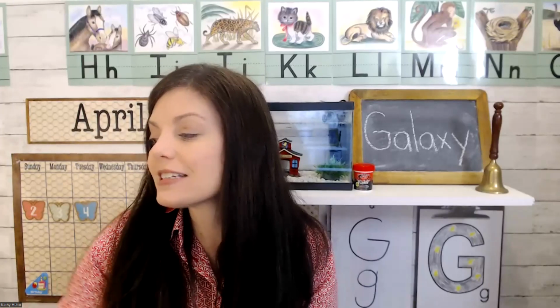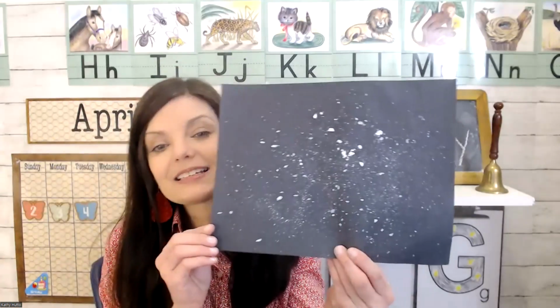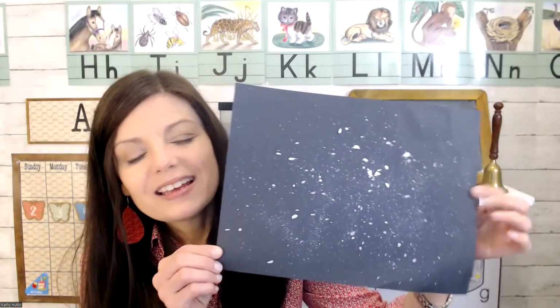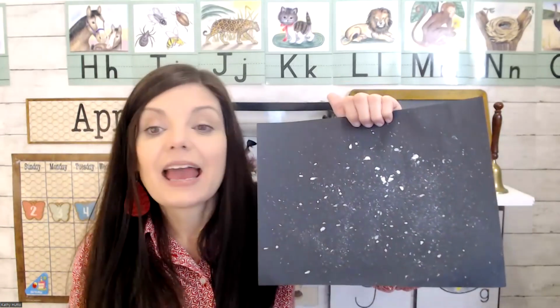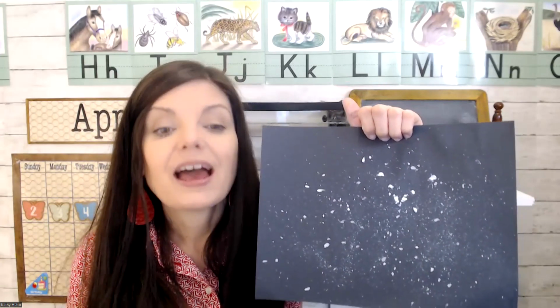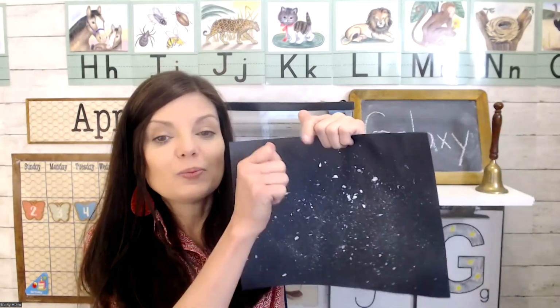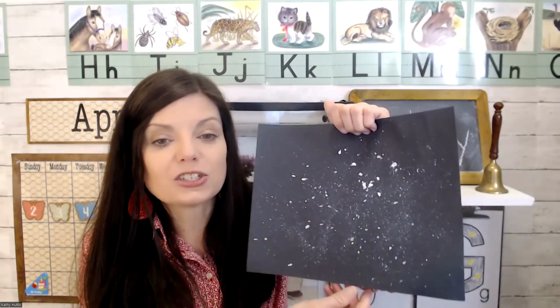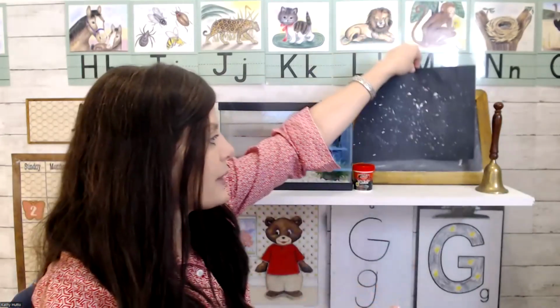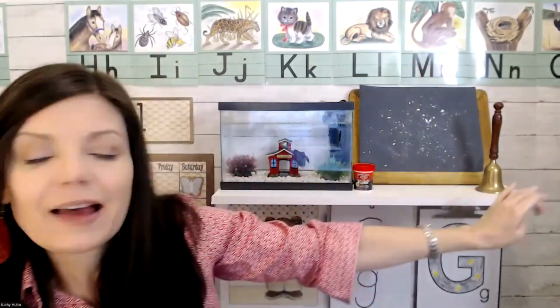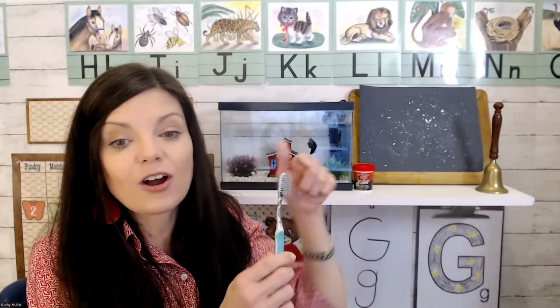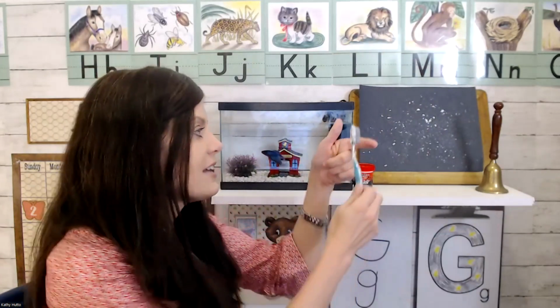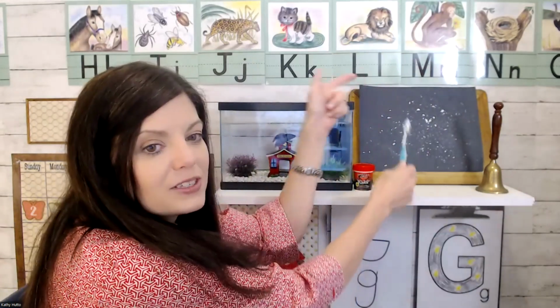Well, for art today, we are going to make a galaxy. Here's mine. So I just took some black paper, and I used white paint and an old toothbrush. I used my finger to sprinkle the toothbrush on the black paper, and I can show you how I did that. So here is an old toothbrush that I only use for painting and art, and I just rubbed my fingers on the bristles, and it made those stars on the paper.